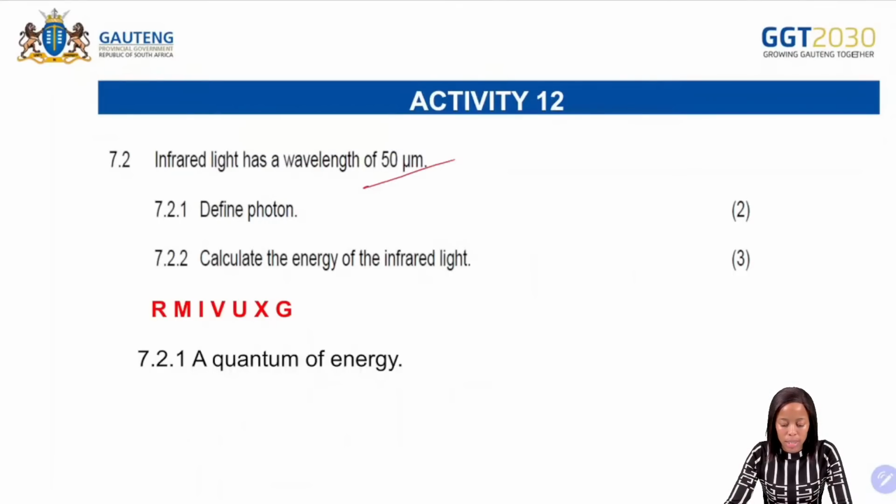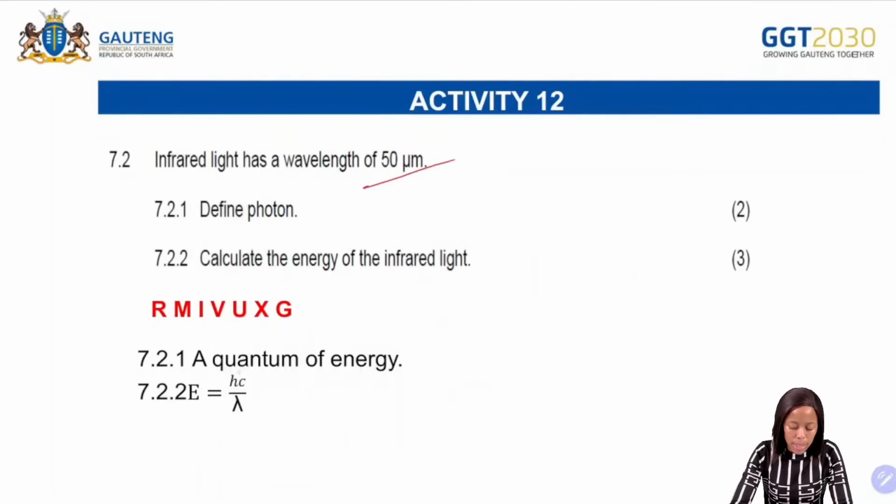7.2.2, calculate the energy of the infrared light. What are you going to use? Your formula sheet. So what do you have? E equals hc over lambda. So familiarize yourself with the constants. h is Planck's constant, and c is the speed of light. And lambda represents your wavelength.